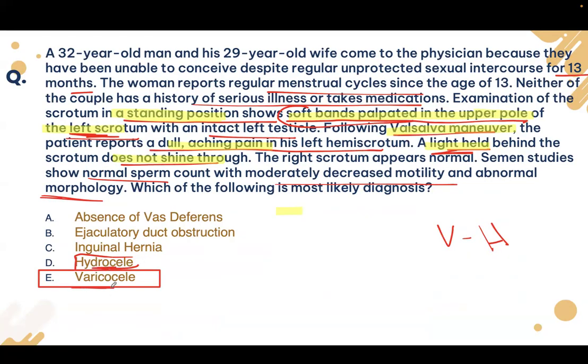However, in varicocele, because it's not fluid, it's more of a blood and thickened and it would be enlarged. This would cause basically the varicocele not to shine. So here we can see that it did not shine. So we can rule out hydrocele. Okay.